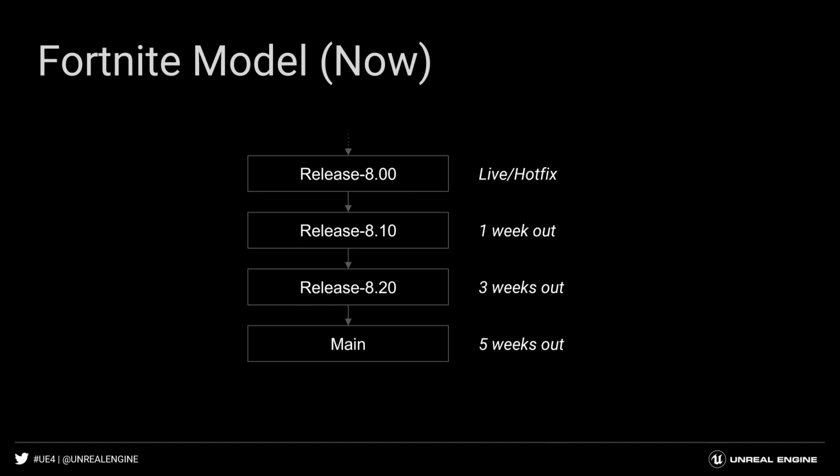And we release new versions of Fortnite every 2 weeks, but we want to stabilize for a number of weeks, including 3 weeks or more usually. And so this gives us the ability to be stabilizing release 8.20 while release 8.0 is still out in the wild.